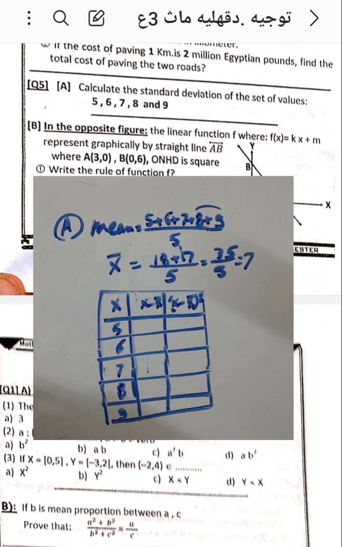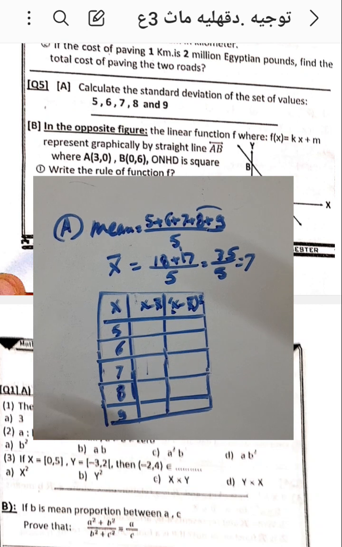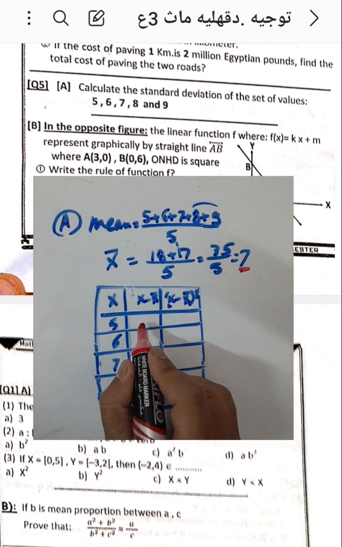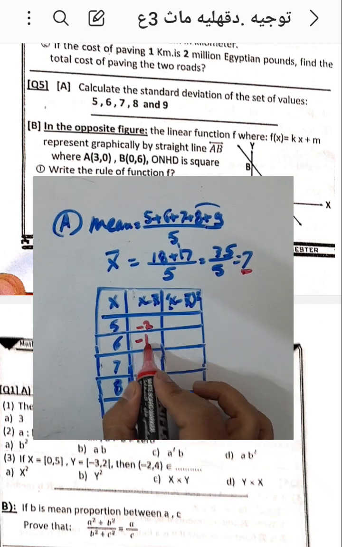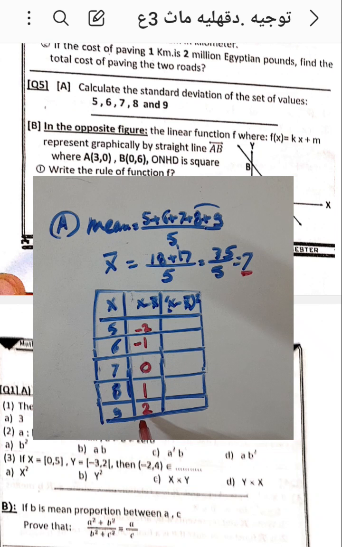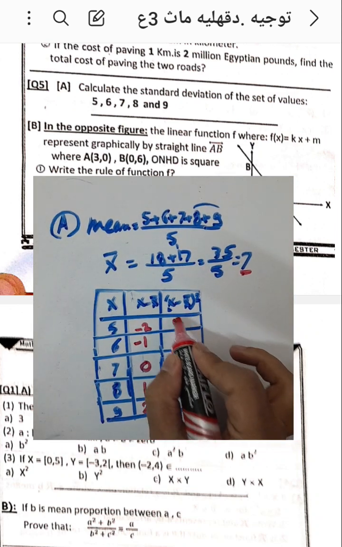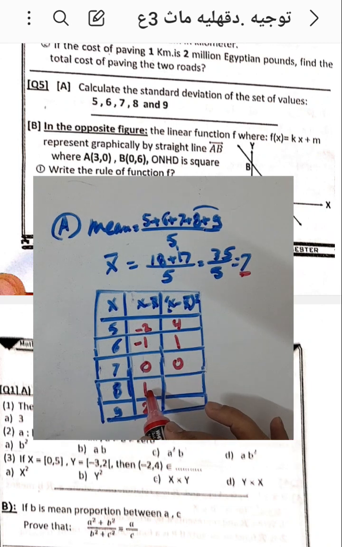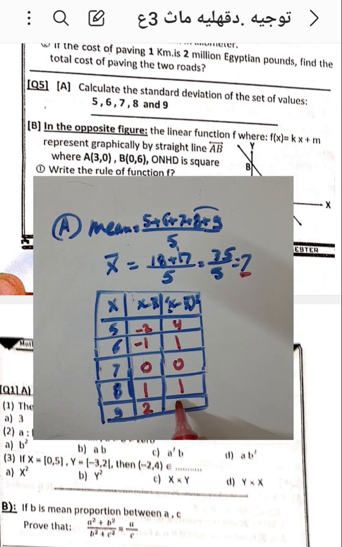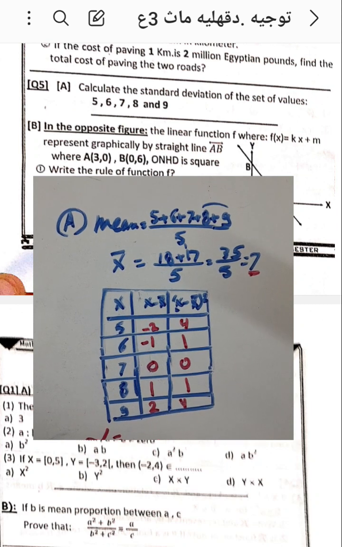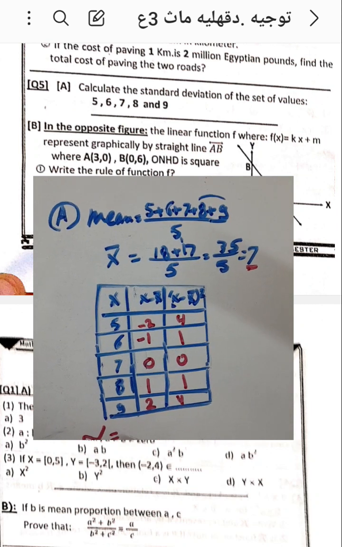X subtract x bar, here 7: 5 minus 7 will be negative 2, 6 minus 7 negative 1, 7 minus 7 is 0, 8 minus 7 is 1, 9 minus 7 equals 2. Negative 2 power 2 will be 4, negative 1 power 2 will be 1, 0 power 2 is 0, 1 power 2 is 1, 2 power 2 is 4. Okay, and we can find the standard deviation here.